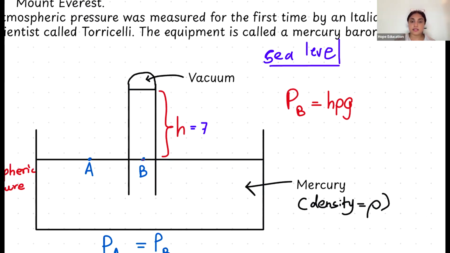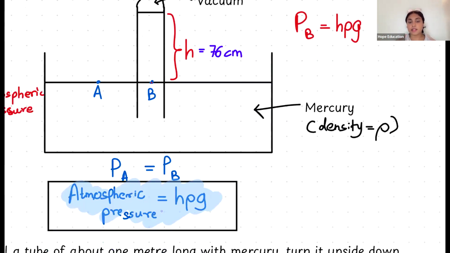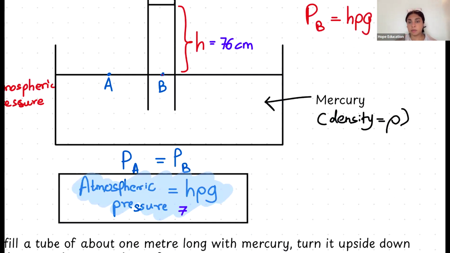76 centimeters. Okay. So when it is at the sea level, you get the height as 76 centimeters. So one way you can calculate atmospheric pressure is using this equation. Height 76 centimeters. Then the density of mercury is a constant value, 13,600 kg m minus 3, and gravitational acceleration G, you know it's 10.